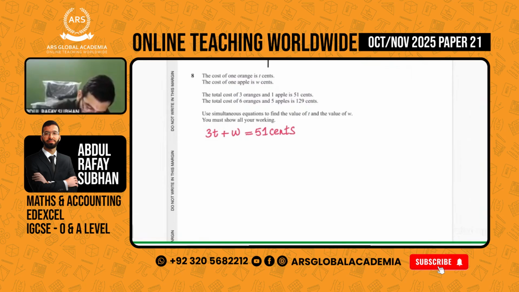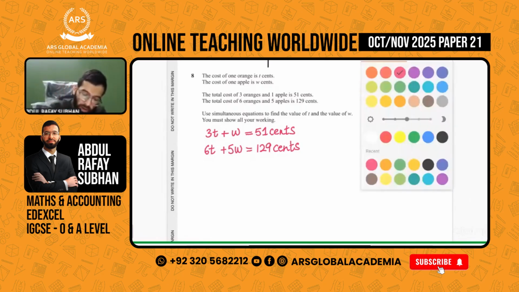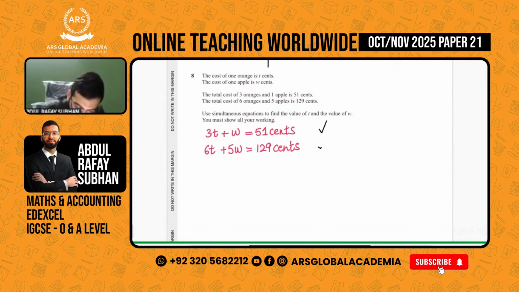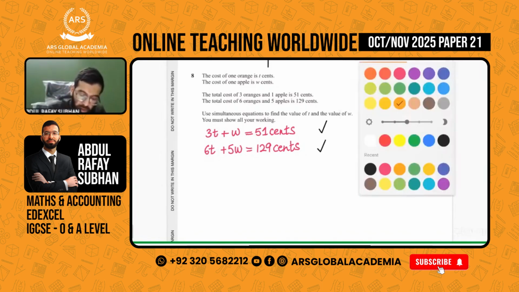And we have got six times of t, which is six oranges, and five times of apple. That will be coming as 129 cents for me. Understanding, students? These are the two equations. I am pretty sure there will be 2 marks for the two equations. Guarantee for that. Since this is worth 5 marks, 1 mark is for making the first equation correct, and the second mark is for making the second equation. 2 marks are just for making the correct equations.